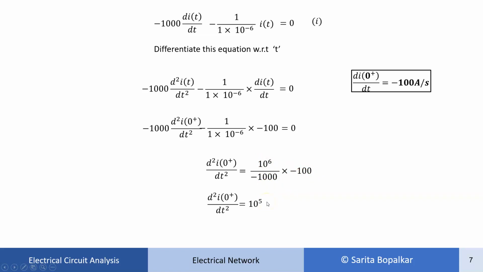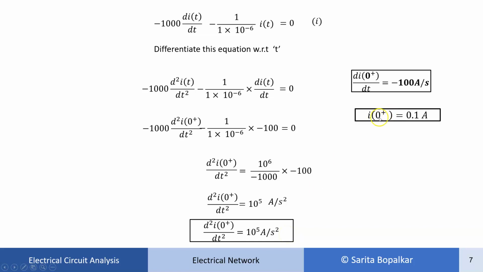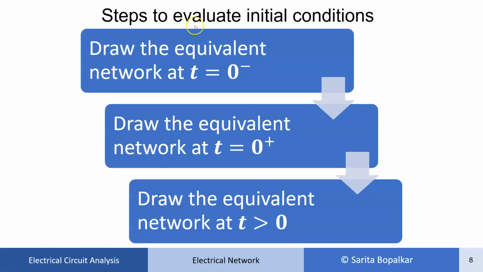So it is 10 raised to 5, minus minus becomes positive. The unit is ampere per second square. So d square I by dt square at t is equal to 0 plus is 10 raised to 5 ampere per second square. So we got our three answers: I of 0 plus, di by dt at 0 plus, and d square I by dt square. We will summarize our steps here to find the initial conditions.